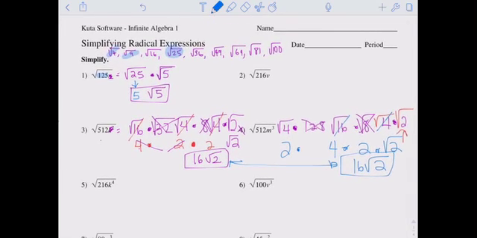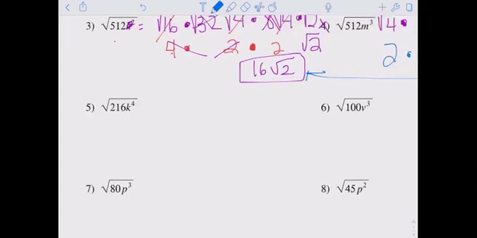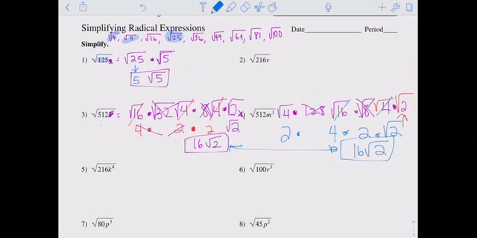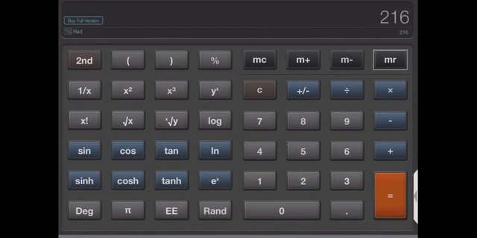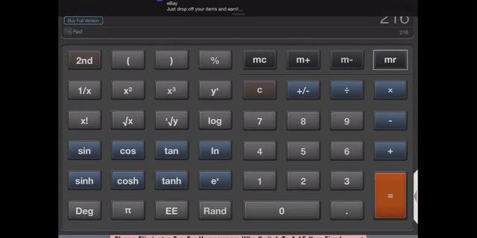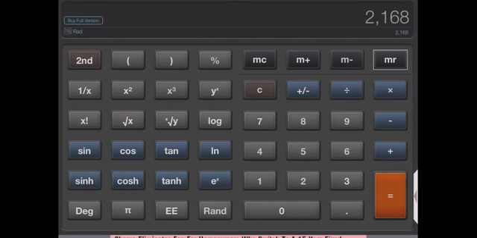All right. 216. Okay. Let's try 16. See if 216 divided by 16 works. Not evenly. Okay. 216, 8. 216 divided by 8 is 27. No, 8 is not a perfect square. We can't use that number.